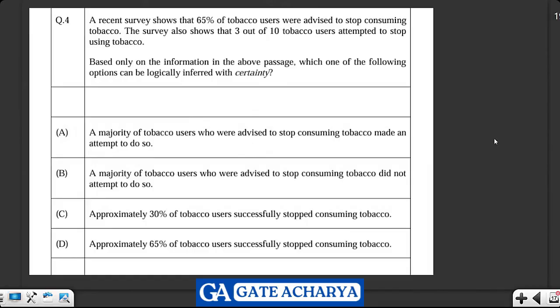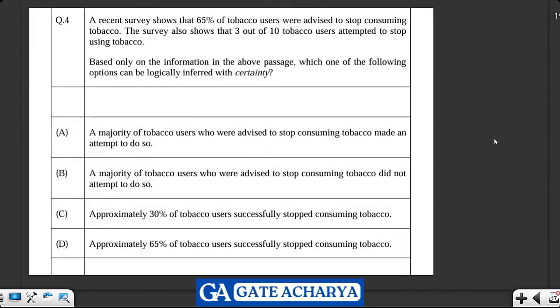So obviously 65% is not correct, because you can see that 3 out of 10 tobacco users only tried to stop. Even option C is also not correct. They attempted to stop, and option C is claiming that they completely stopped using tobacco. No, they made an attempt to stop. There's a difference between attempting to stop and completely stopping. So that's why option C is not right. So the answer lies in either option A or option B.